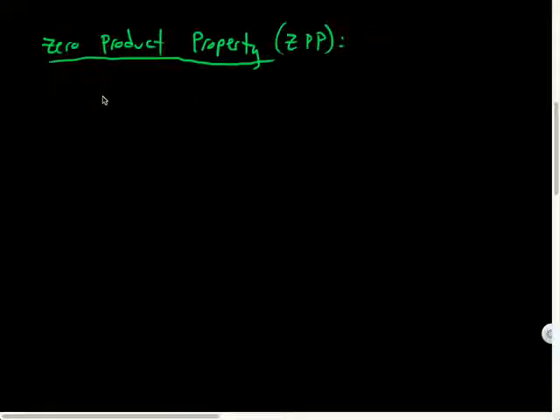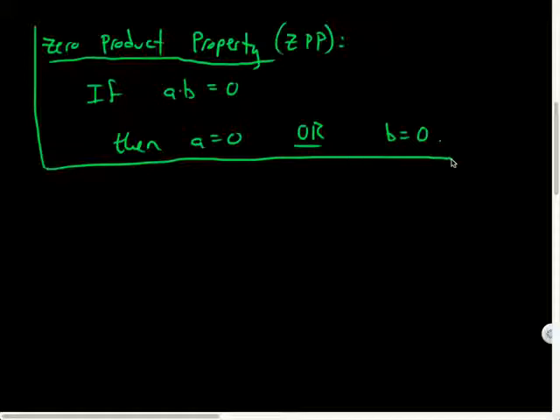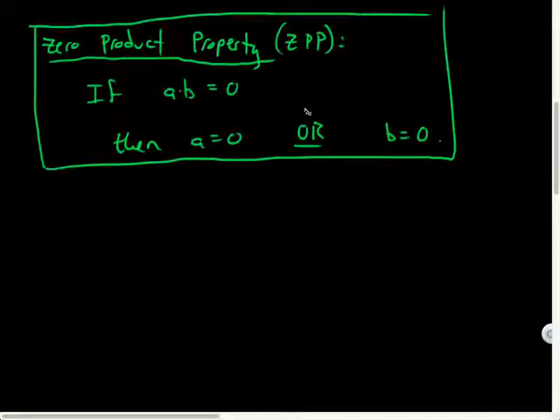And what it says is, if a times b is equal to 0, then a equals 0 or b equals 0, right? So that's the zero product property. So that's why it's helpful for us if we can write a quadratic, in this case, as its factors, because then I can set each factor equal to 0.